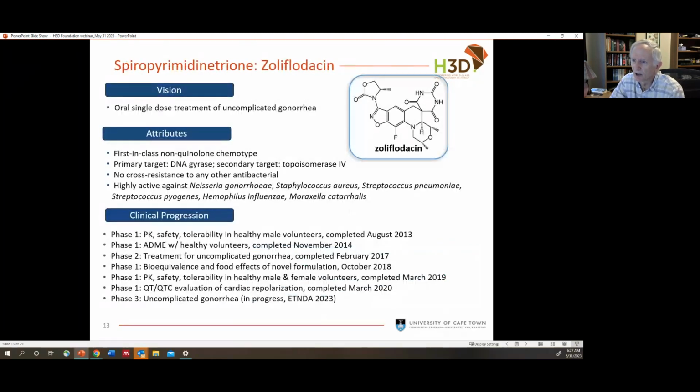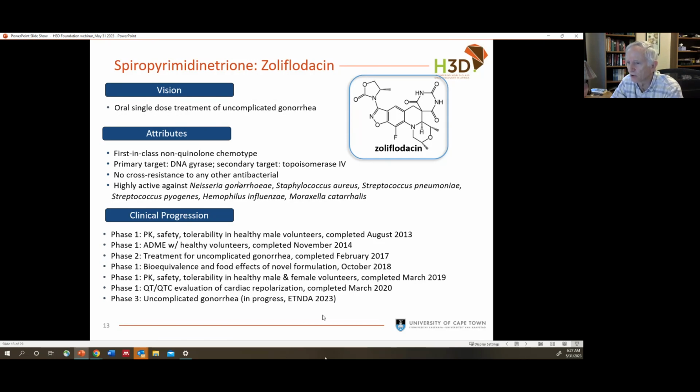Now, the area I'll talk about is an area called spiropyrimidine trione, SPT, and there is a member of this class, zoliflodacin, that is currently in phase 3 clinical trials for the treatment of gonorrhea. So this is a DNA gyrase inhibitor and actually a topo-4 inhibitor too.